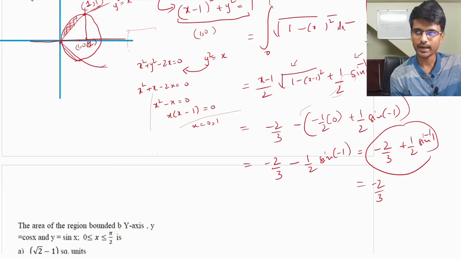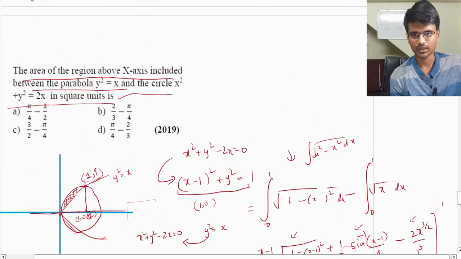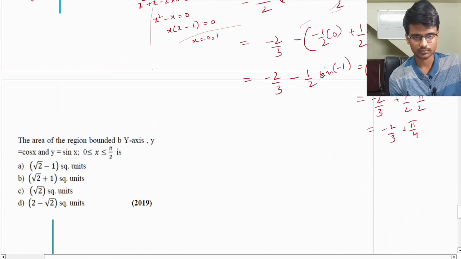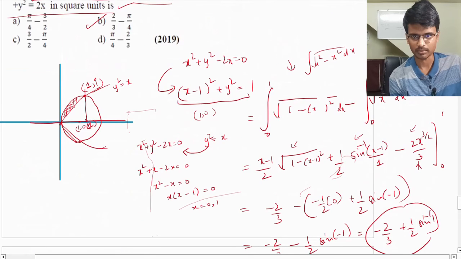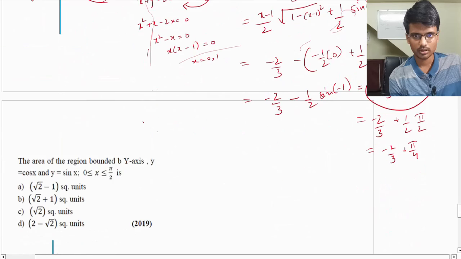Sine inverse of minus 1 is at pi by 2, so it is minus pi by 2, so minus 2 by 3 pi by 4. Hmm? So the correct answer is 2 by 3 minus pi by 4. Oh, just a minute. What have we done wrong here? Minus of 2 by 3 plus pi by 4.